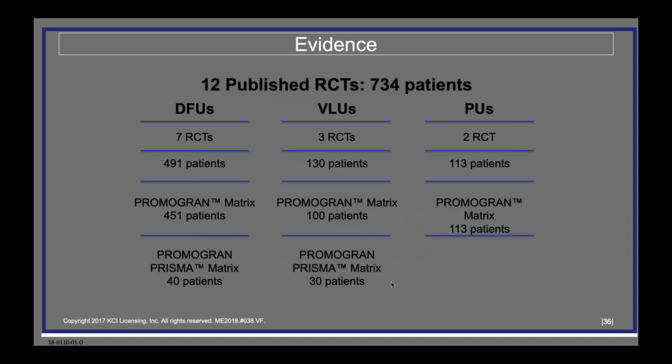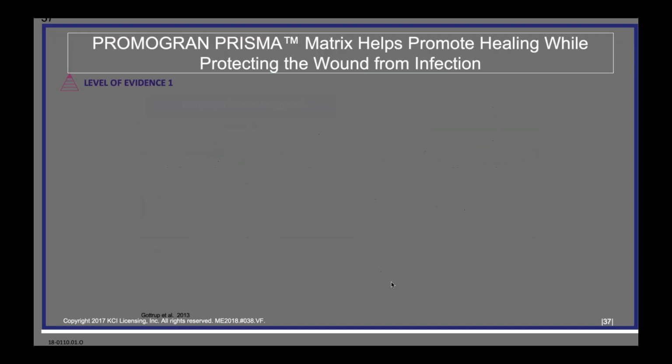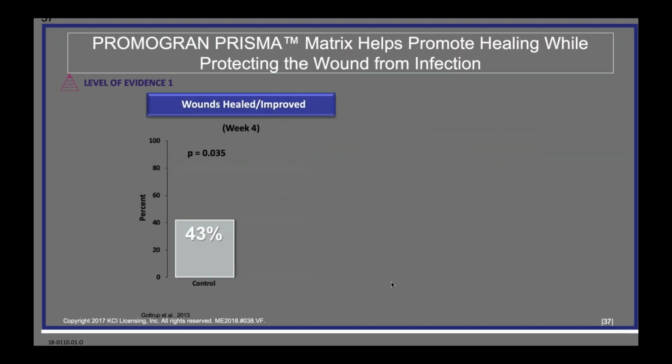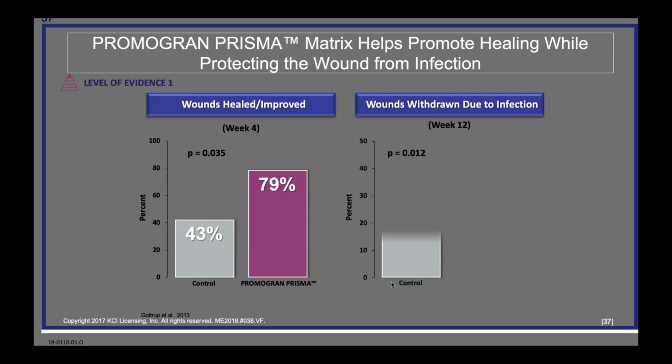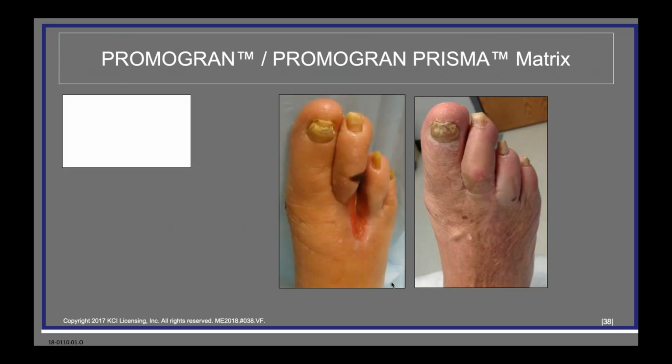And I just broke these out into some simpler graphics for DFUs, which is what we're talking about right now. There's 7 RCTs that include 491 patients that show good efficacy of this product. And you compare it to a control, for example. This is just one of the studies, a level 1 study that was just presented, that was on that list: 79% versus 43%. And so that's pretty impressive. There's very little evidence in many of the things that we do, but this is one of them.